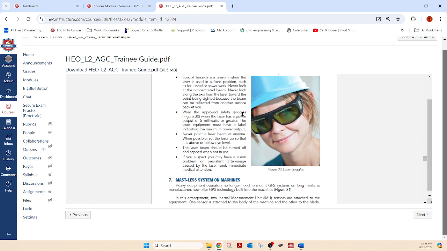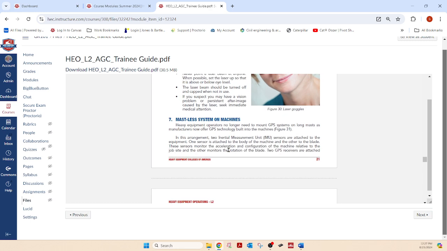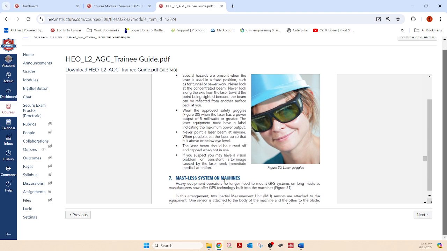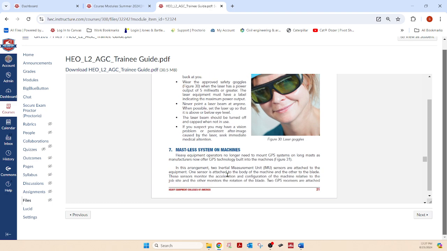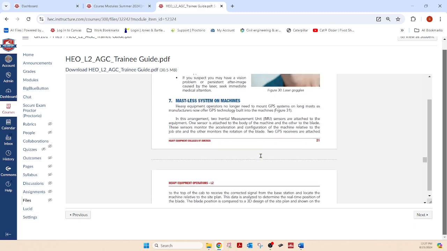You set it up on the site. Make sure that it's not at eye level to everyone out there. It should be turned off and capped when it's not in use. Do that for weather too and dust. If you suspect you may have a vision problem or after image caused by the laser, seek medical attention. Now we start talking about maskless systems, but I'm going to leave the rest of this up to you.